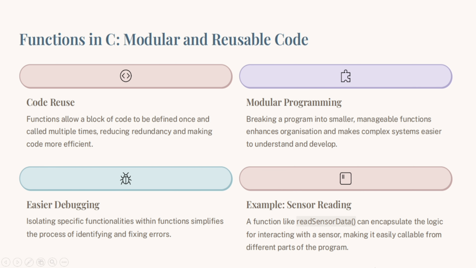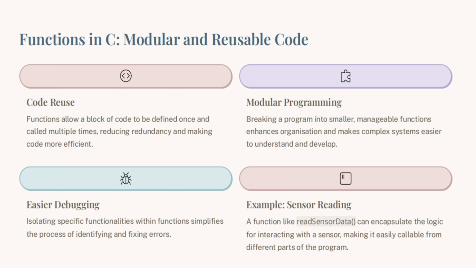Functions in C, modular and reusable code. To write professional grade code, we use functions to make our program more organized and efficient. Here are the four key benefits of using functions. Code reuse. Functions allow us to define a block of code once and call it multiple times throughout the program, which reduces redundancy and significantly improves efficiency.